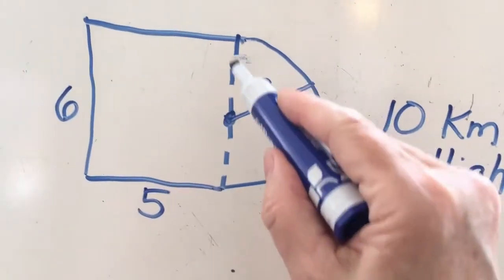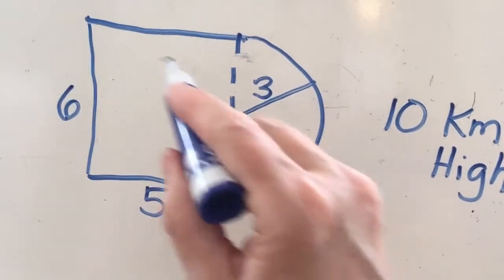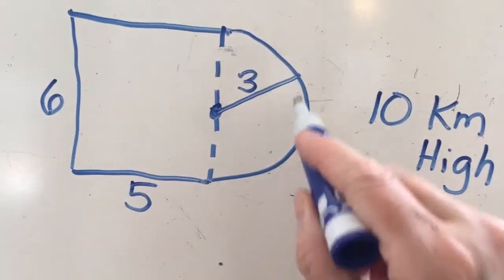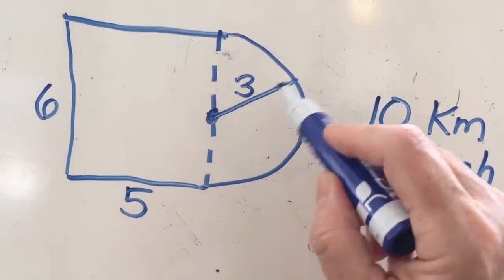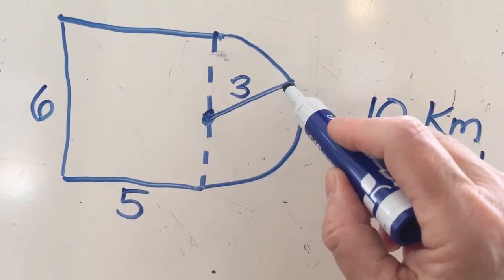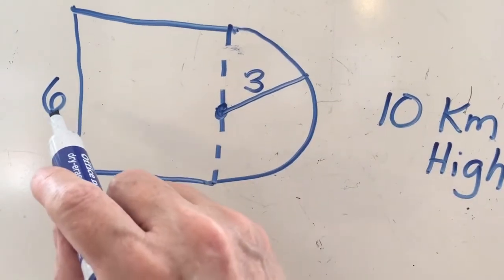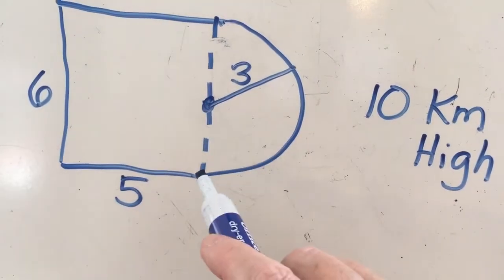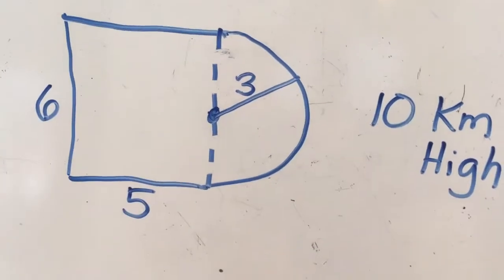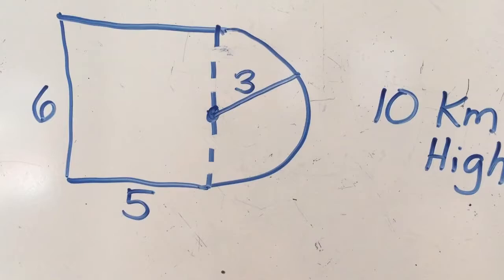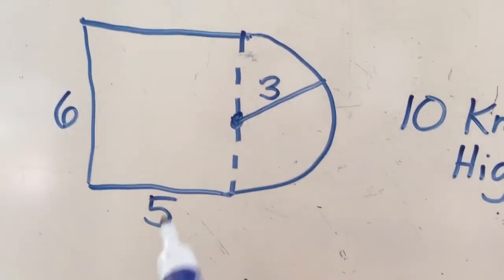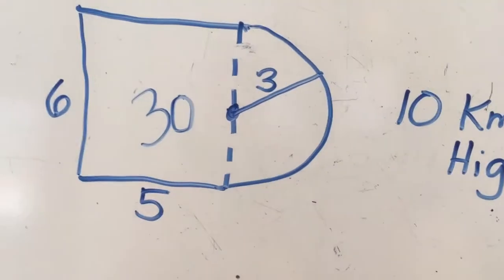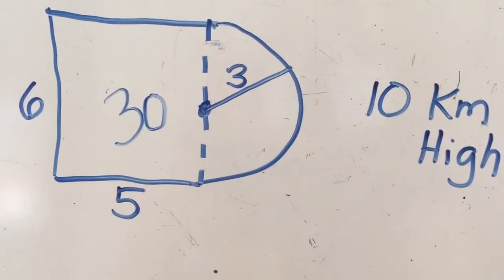So we have broken up with a dotted line this rectangle added to a half circle. And because the half circle is 3 in radius, I would have already known that this must be 6, because the radius would go here and then down here. But they told me that that was 6 also. So now we have in here 6 times 5 is 30. So that's 30 square kilometers.